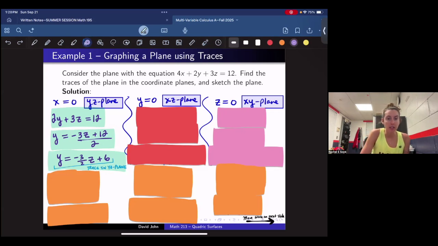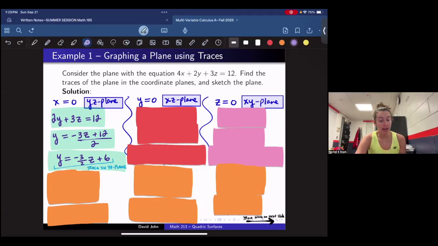And there we have it. This is our trace in our YZ plane. So from here, what we can do is we can identify some intercepts. And so what does that mean?